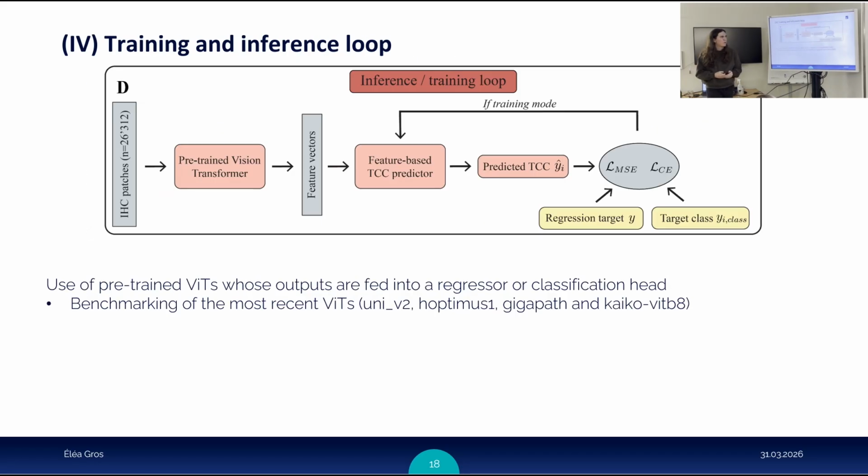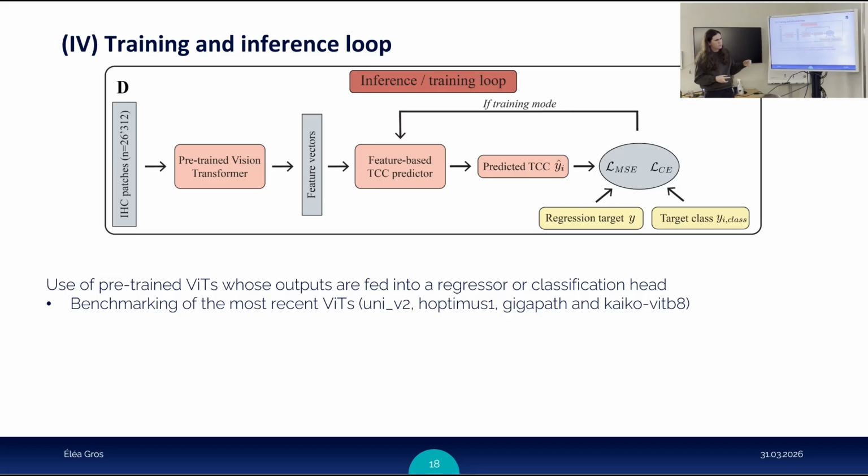Then, how do the training and the inference work? Basically, we take the H&E patch that we feed into the vision transformers. That gives the feature vector. So typically it's either a 716 or 1500 input vector that we then put into a feature-based predictor, which is basically just a regression that uses as input the outputs from the vision transformers and predicts the regression target, so a continuous value between 0 and 1.